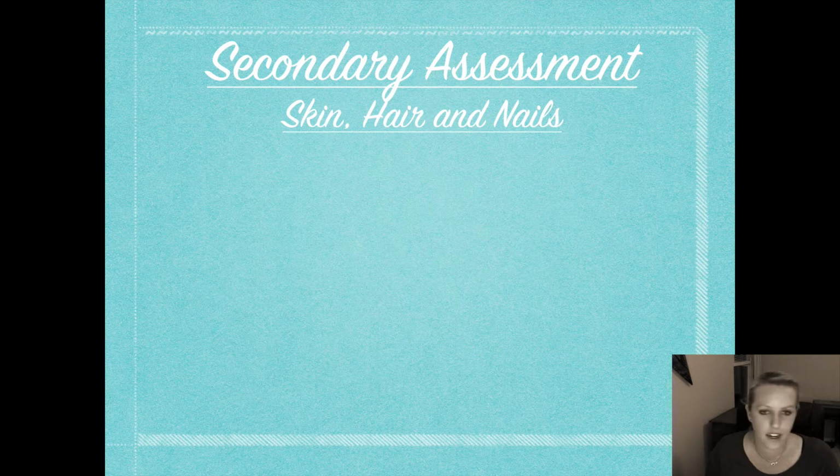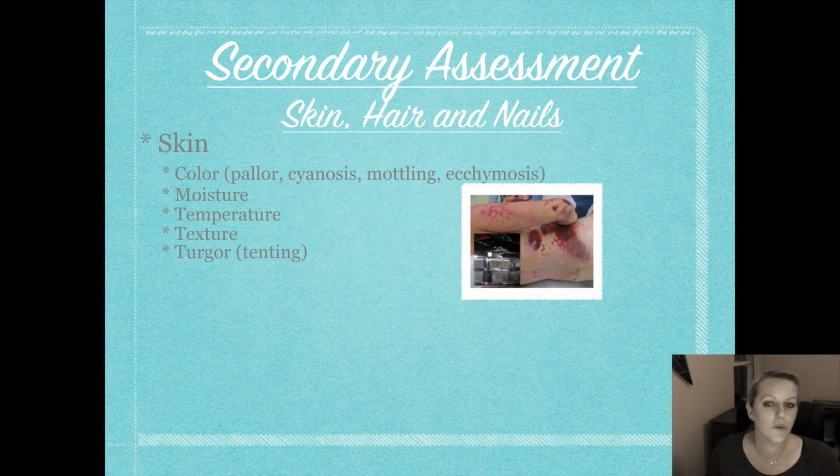So skin, hair, and nails. So with the skin, we want to look for color. Are they pale? Are they cyanotic? Do they have mottling? Ecchymosis. And remember that ecchymosis is blood pooling, but it's not quite a bruise. A bruise develops over time. Ecchymosis is more like a pooling of blood immediately after the event.